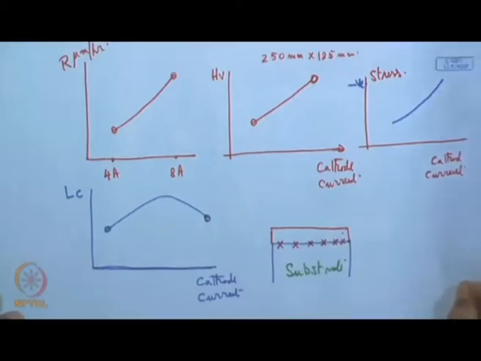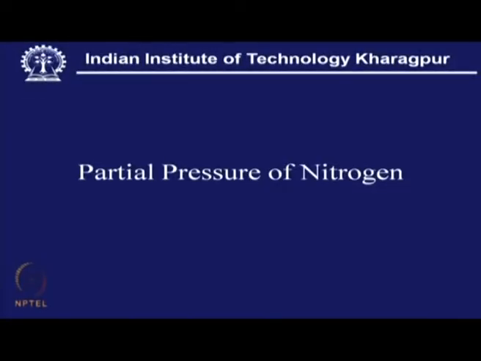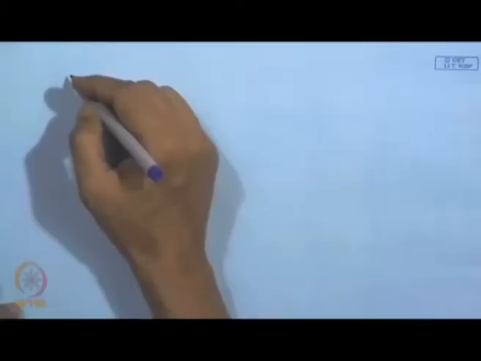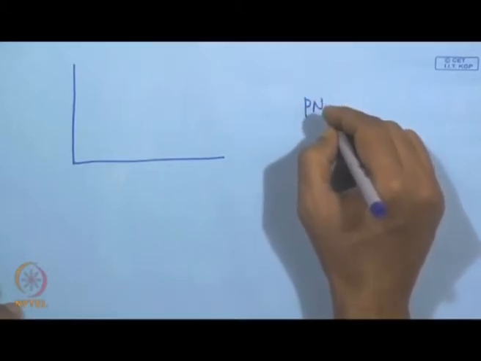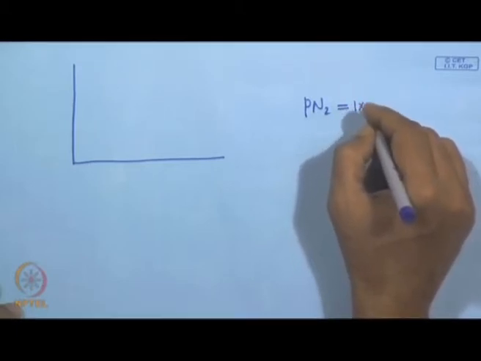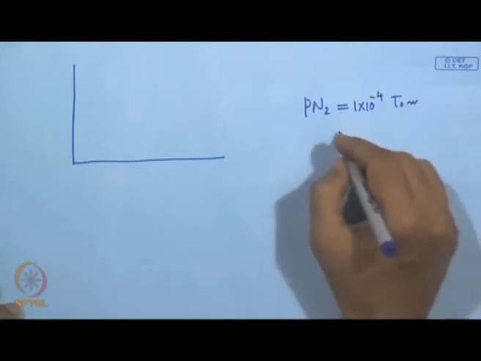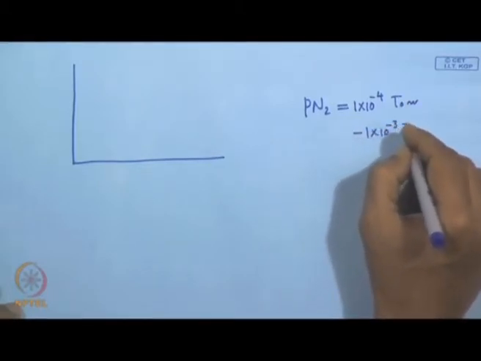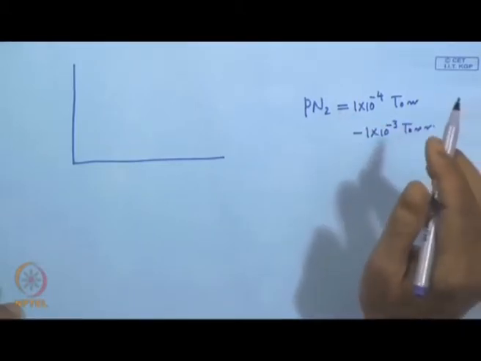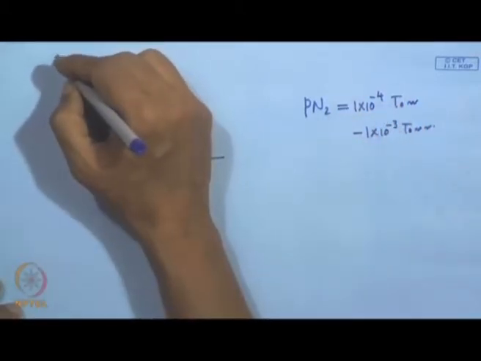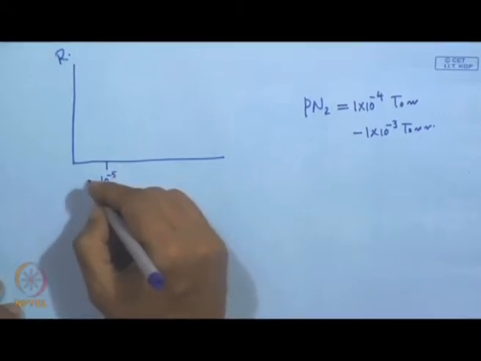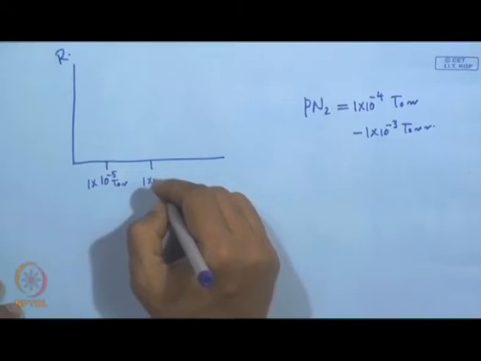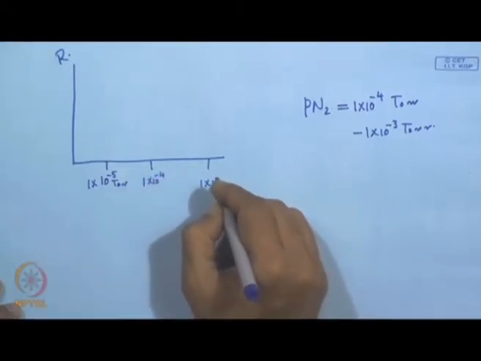Partial pressure of nitrogen. Now, this partial pressure of nitrogen is one way we can have a look here. What is this partial pressure of nitrogen? That means, with this partial pressure of nitrogen, the growth rate. Normally the partial pressure of nitrogen one can keep in between 1 into 10 to the power minus 5 torr to 1 into 10 to the power minus 3 torr, and this is more or less a very reasonable operating range. And here we have the growth rate, and say this is 1 into 10 to the power minus 5 torr, followed by 1 into 10 to the power minus 4 and 1 into 10 to the power minus 3.